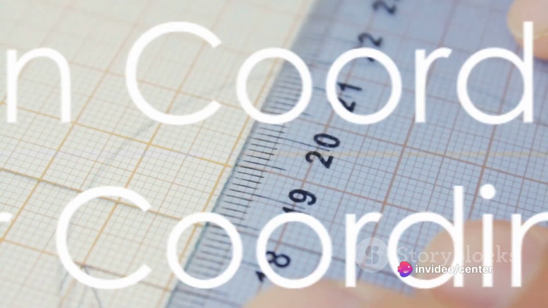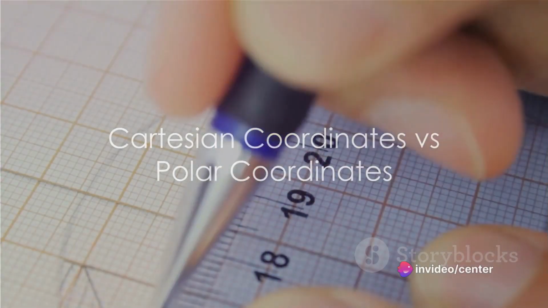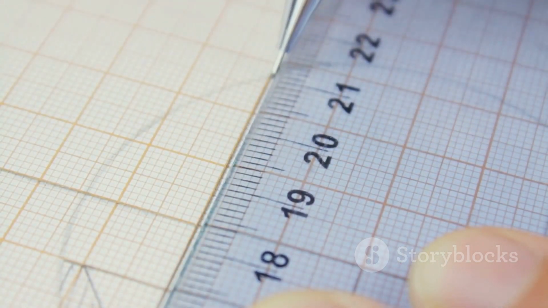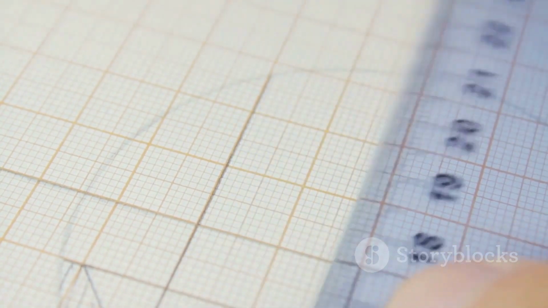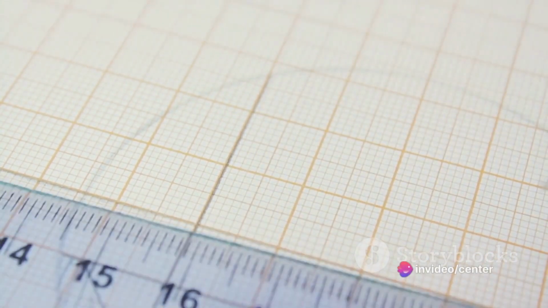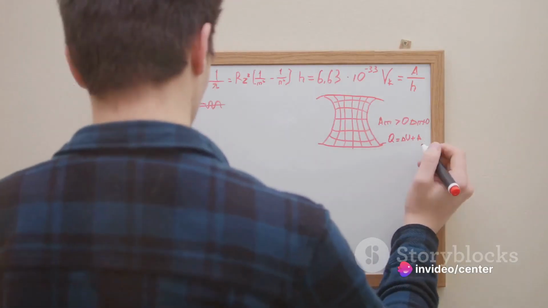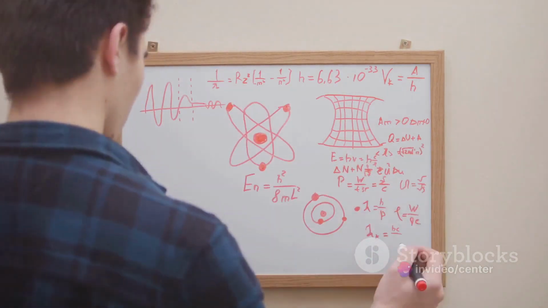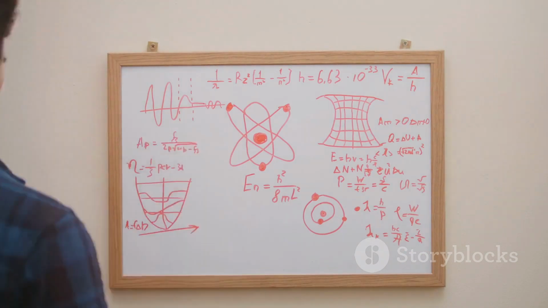In the two-dimensional coordinate system we're all familiar with, we use Cartesian coordinates, where each point on a plane is determined by two distances from the vertical and horizontal axes. Polar coordinates, however, offer a different perspective. Each point is determined by its distance from a reference point and its angle from a reference direction.